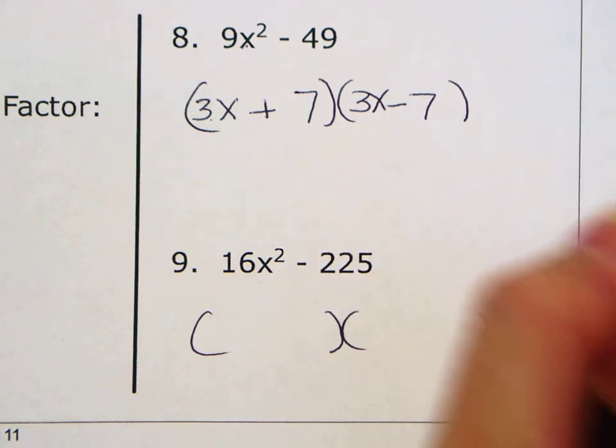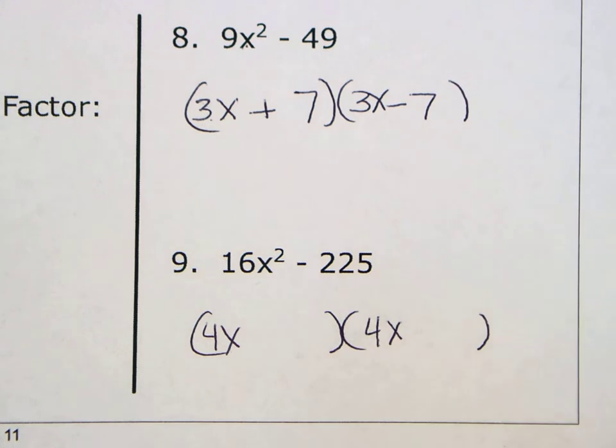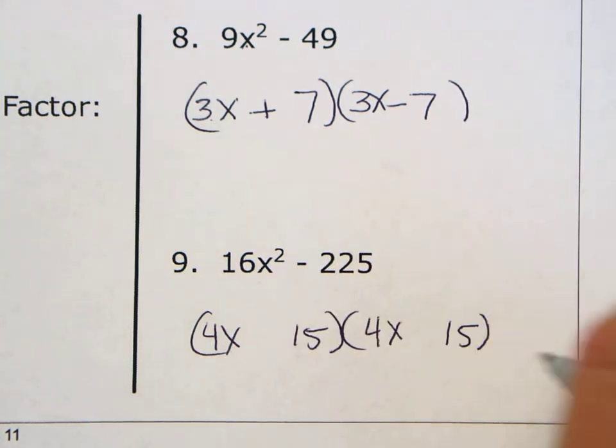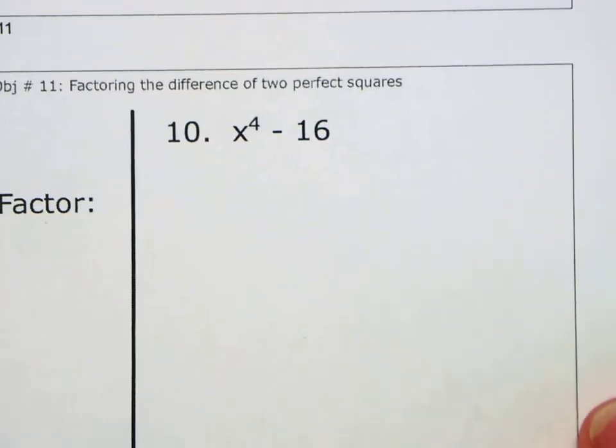What times itself is 16x squared? 4x. What times itself is 225? 15 and 15. One's plus, one's minus. All right. Now the really hard one. You ready for the really hard one? I have confidence in you.